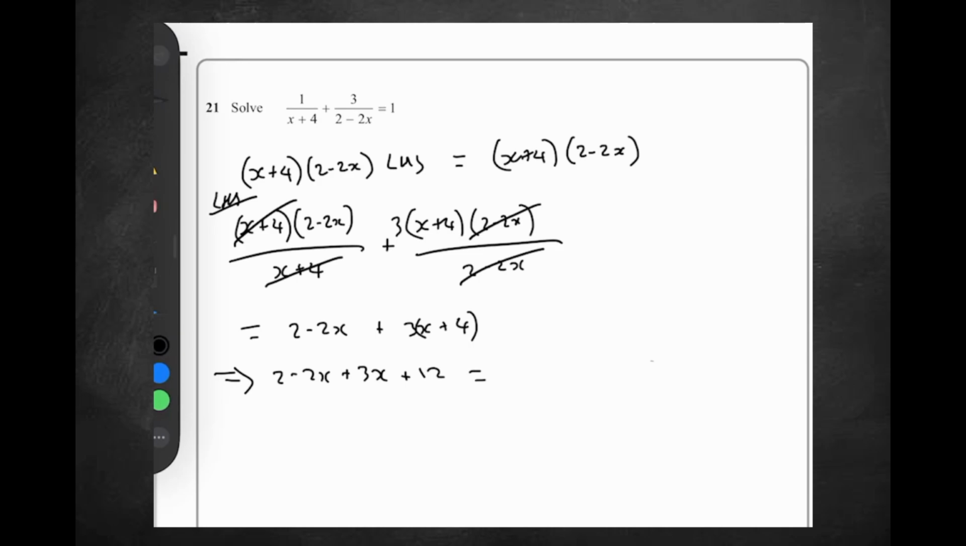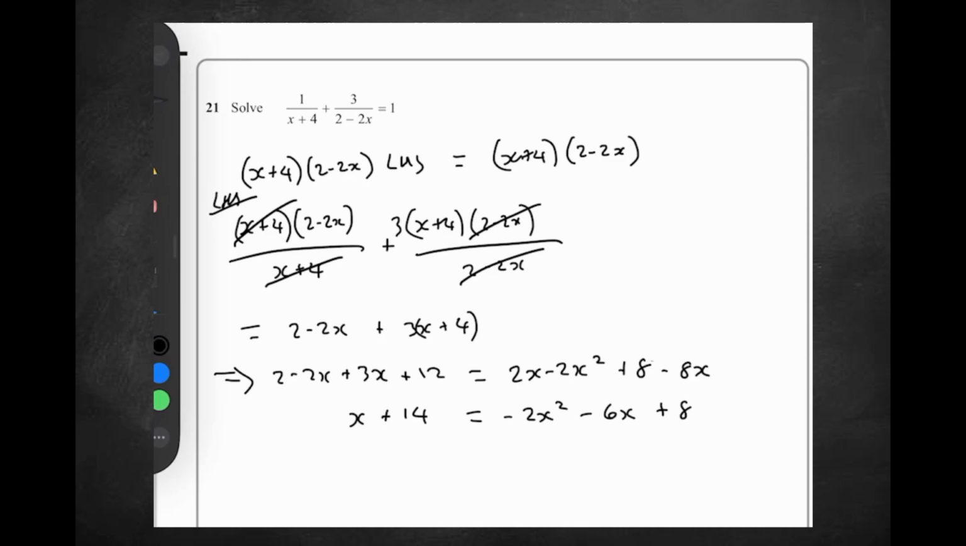So I'll just expand out the right-hand side as well. So x multiplied by 2 minus 2x is just 2x minus 2x squared. And then 4 multiplied by 2 minus 2x is just 8 minus 8x. Simplify all this out, we're going to get x plus 14 equals minus 2x squared minus 6x plus 8.